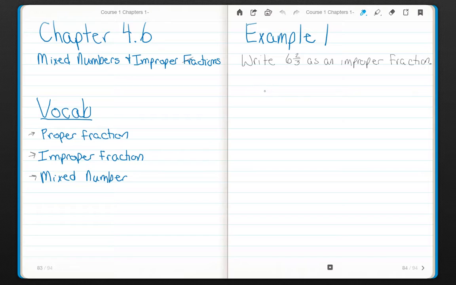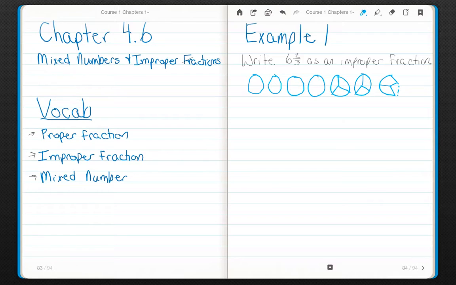So there are several ways that you can do this. I'm going to start by using a model. So if I have 6 circles, and then 2/3 of a circle. How many thirds do I have? An improper fraction, the numerator is greater than the denominator.